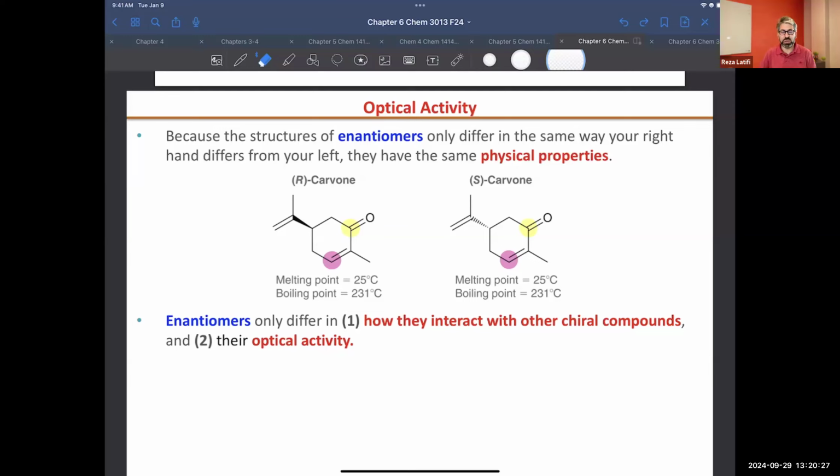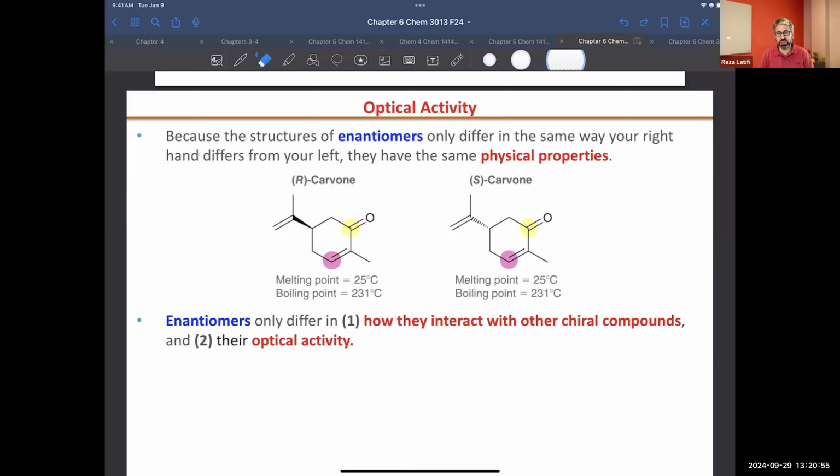Why? Because in one of them, the substituent is on the right side, and in the second molecule it is on the left side. So the magnetic field for each molecule will be different from the other. If you expose them to an external magnetic field, that field will interact with the magnetic field of each of these molecules. So we are going to use a specific magnetic field to differentiate these two compounds.